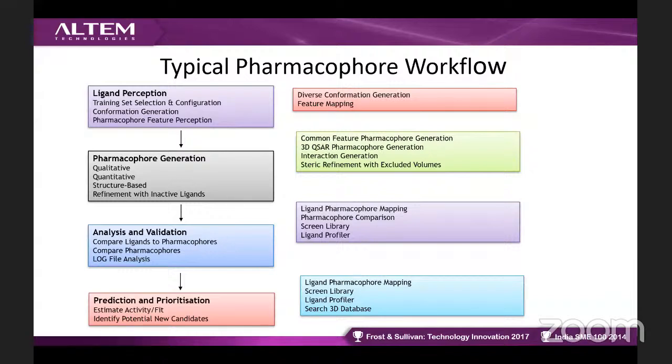In terms of pharmacophore generation, you can go with qualitative-based, quantitative-based, structure-based, or a refinement with inactive ligands. So what are the tools we can use for that?